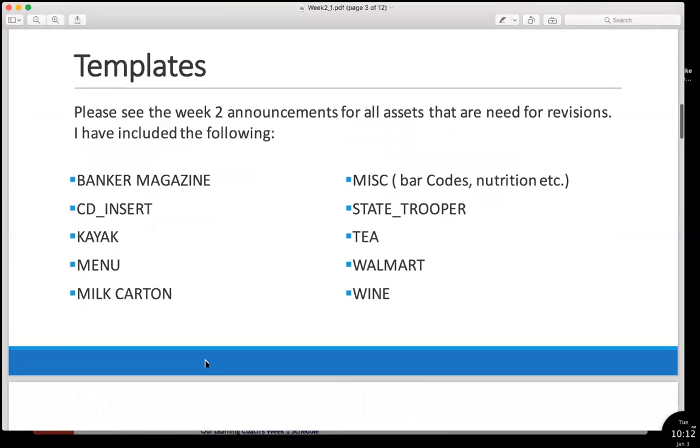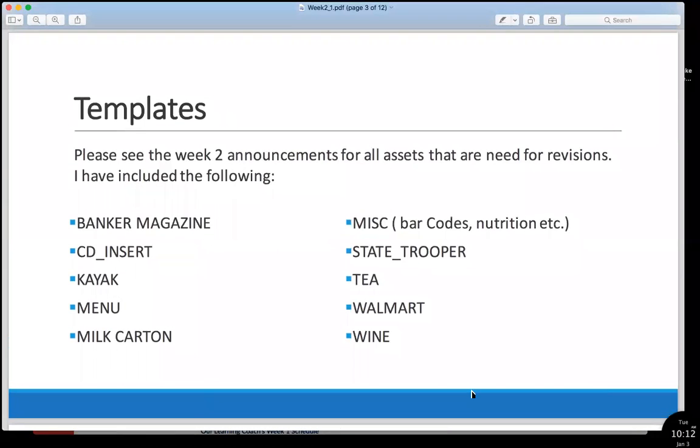Now, I'm going to go in the announcements later, and I'm going to post some templates. So any of you that are struggling, that are trying to do revisions for any of these particular assignments, the Banker Magazine, the CD insert, the kayak, the menu, the milk carton, I'm going to post some barcodes and nutrition things and stuff, the State Trooper Magazine, the T-Box, the Walmart walking guide or map, and the wine box. I'm going to post the actual templates from the course in there, so you can go in there and download those if you need them.